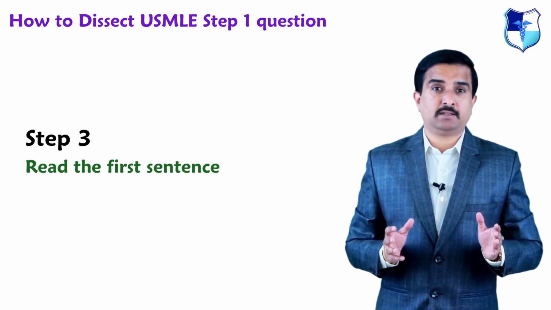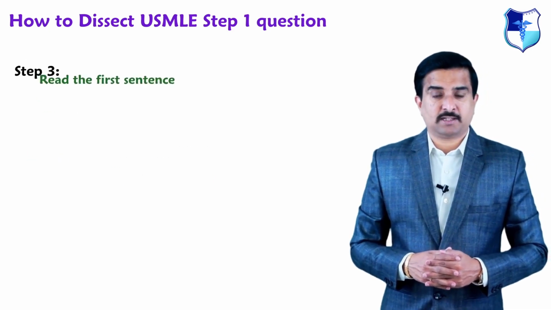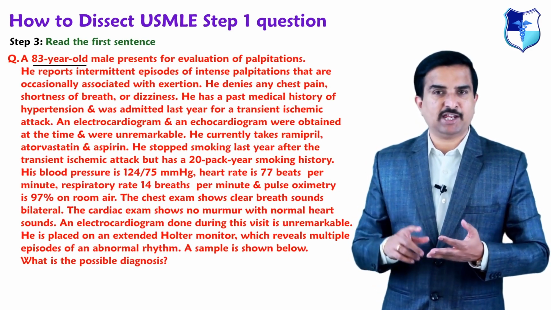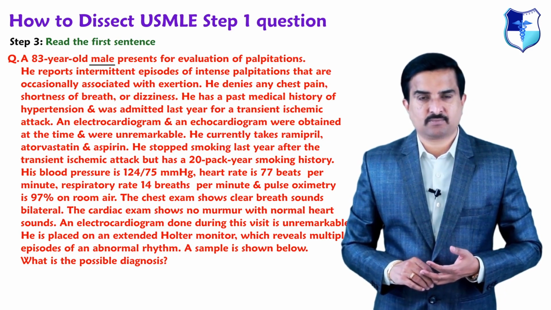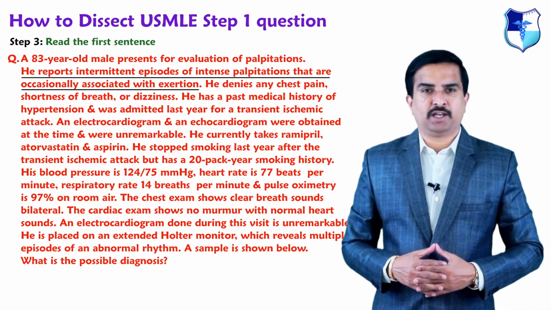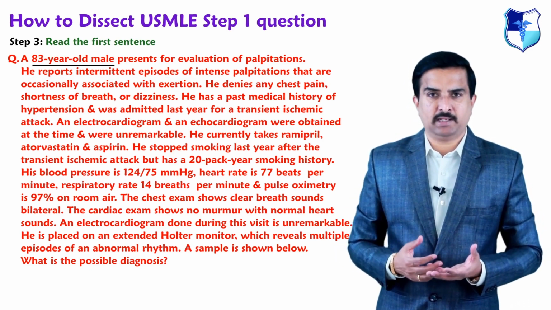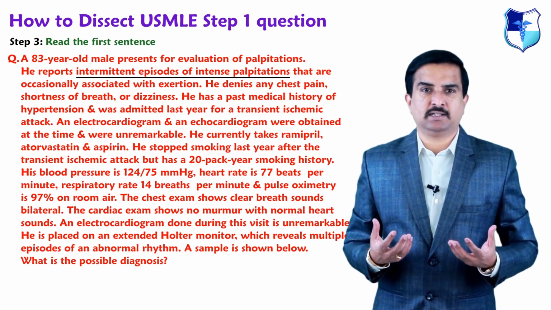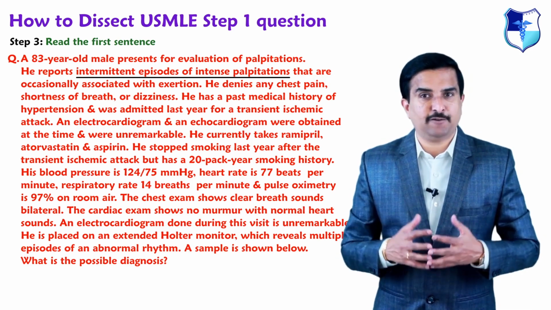Coming to step number 3, which is read the first sentence. Do not take this sentence for granted, because the first sentence always tells you the age of the patient, the biological sex, and the chief complaint. Let me take an example. If you have an 83-year-old male coming with chest palpitations, immediately you will think it is most likely atrial fibrillation, less likely a congenital defect.